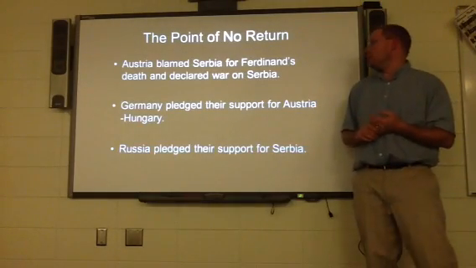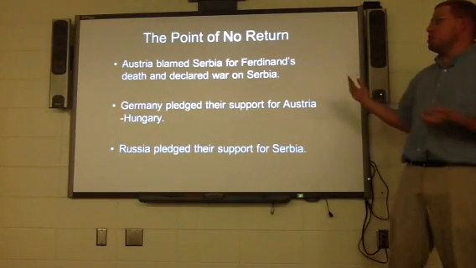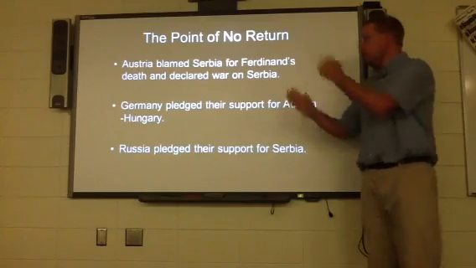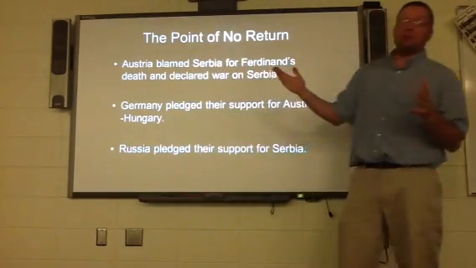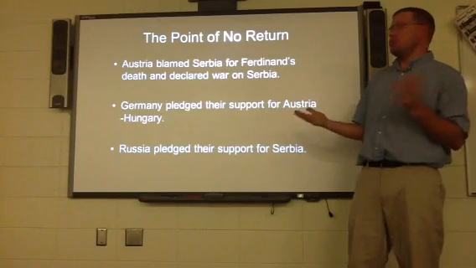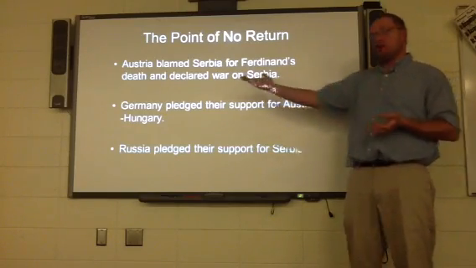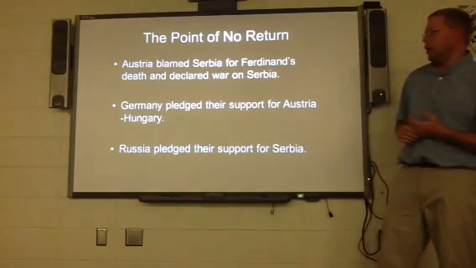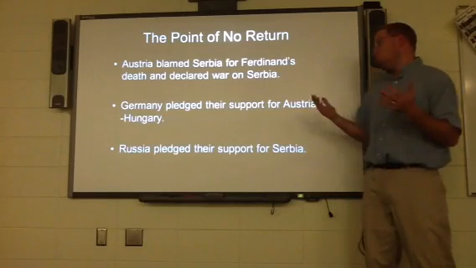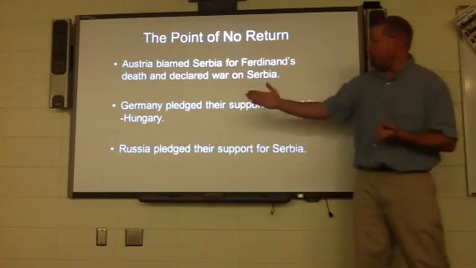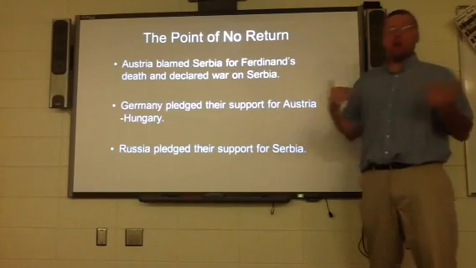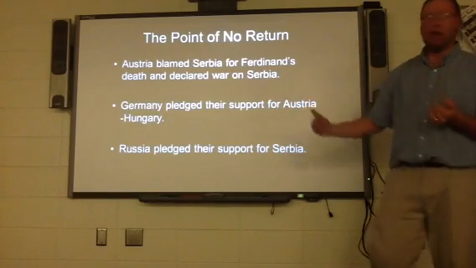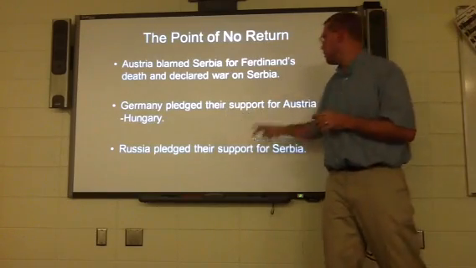Austria blamed Serbia for Ferdinand's death and declared war on Serbia. So right now, we basically got a conflict between Serbia and Austria. Now here's the problem. We got alliances. So each group needs to now back each other up. Germany said, all right, we got your back, Austria. We got you. So now Austria has the backing of Germany. While Russia says, well, fine. Well, then we are going to have to back Serbia because that's who our alliance is.